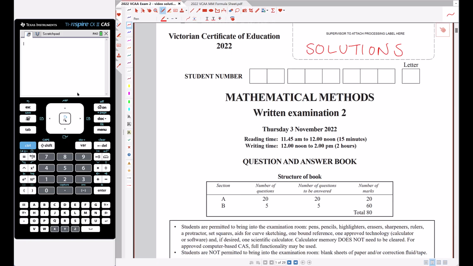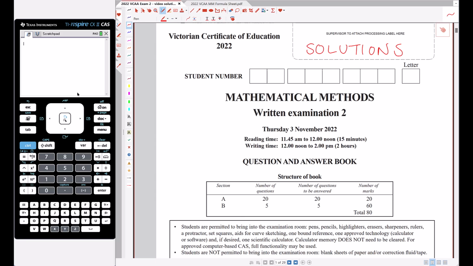Obviously, in 2023 we're in a new study design. The vast majority of the content in these old exams is still relevant. The only major thing that is removed is matrices, although most of the matrices questions are transformations questions, and they can be rewritten to still be accessible this year.